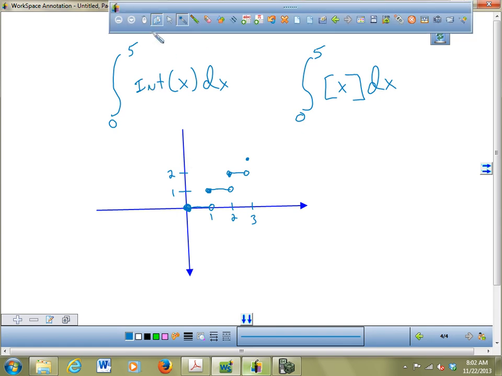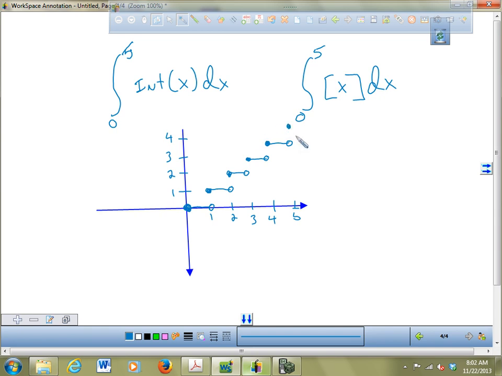Let's do the greatest integer from 0 to 3. 0 to 5 is too much, I think. So now let's do 0 to 5. And so then it jumps up to 3, and it goes like this, and then it would jump up right at 3, then at 4 it jumps up to 4, and then, hey, that looks pretty good for freehand, doesn't it? And then over here it jumps up to 5.